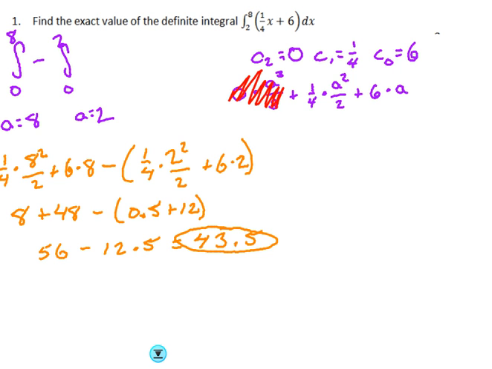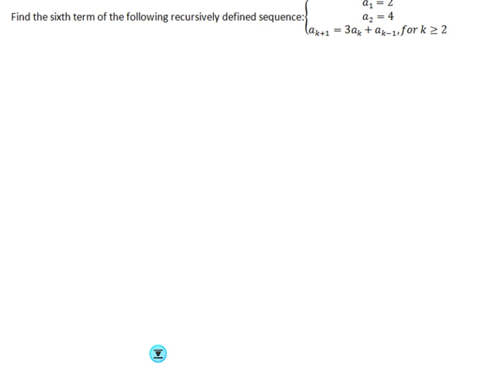Great, moving on. Taking a look now at number 2. Number 2, you're asked to find the sixth term in the sequence, and it's a recursive sequence. So recursive basically means you can't find the next term unless you know the exact previous term. And they define the first term, which is 2, and the second term, which is 4, and the next term is 3 times the previous term plus the term right before that. So that's why they gave us 2 terms instead of just 1.